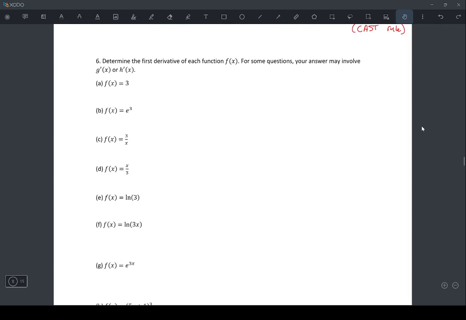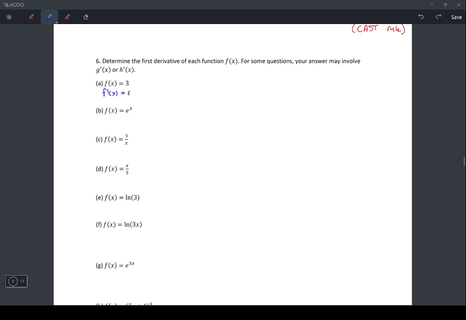Okay, question 6 asks for the derivative of some functions. Some of these questions involve a g of x and an h of x that are not specified, and the answer will thus involve h primes and g primes. Okay, first problem. The function is f of x is equal to 3. We're asked for the derivative.